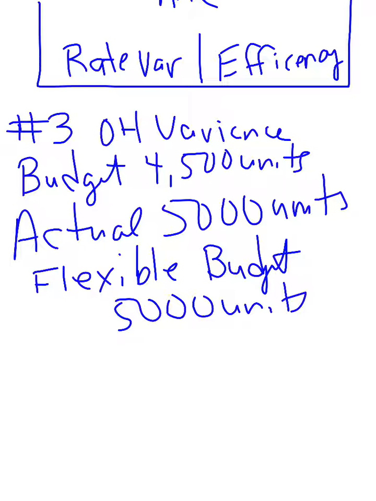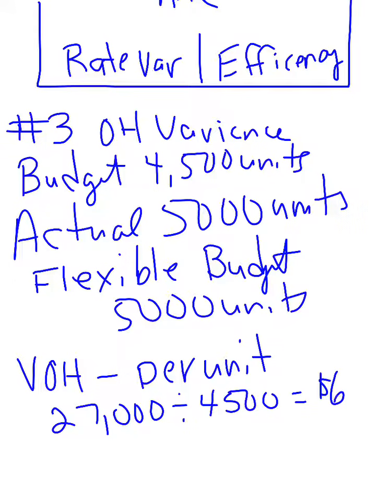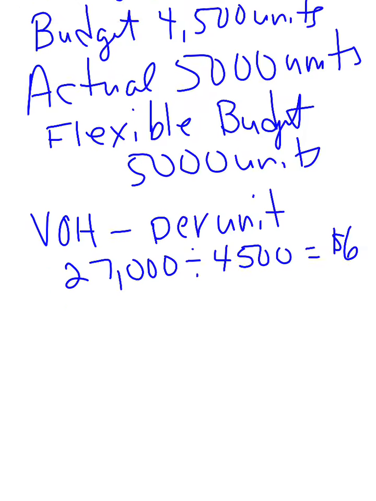So when we look at the flexible budget amount for variable overhead, we have to figure out what it is per unit. In this particular problem, we have $27,000, but that is based on a budget of only producing 4,500 units. And so that's pretty much $6 a unit.